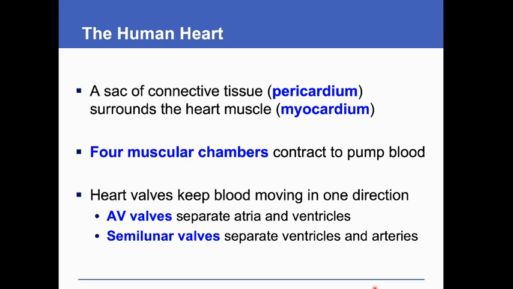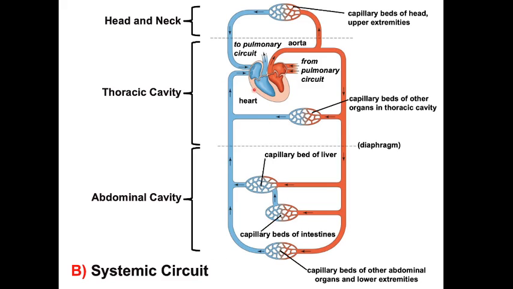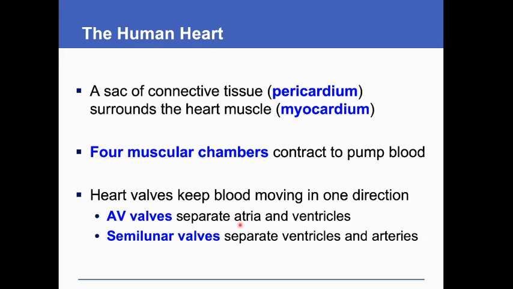We have 4 of them in our heart. We have 2 AV valves that are found between our atria and ventricles, meaning we have one right here, there it is. That is an AV valve between this atrium and this ventricle, and this is an AV valve between this atrium on the left and this ventricle on the left side. AV stands for atrioventricular because it's found between the atrium and the ventricle. So there's a right AV valve and a left AV valve.